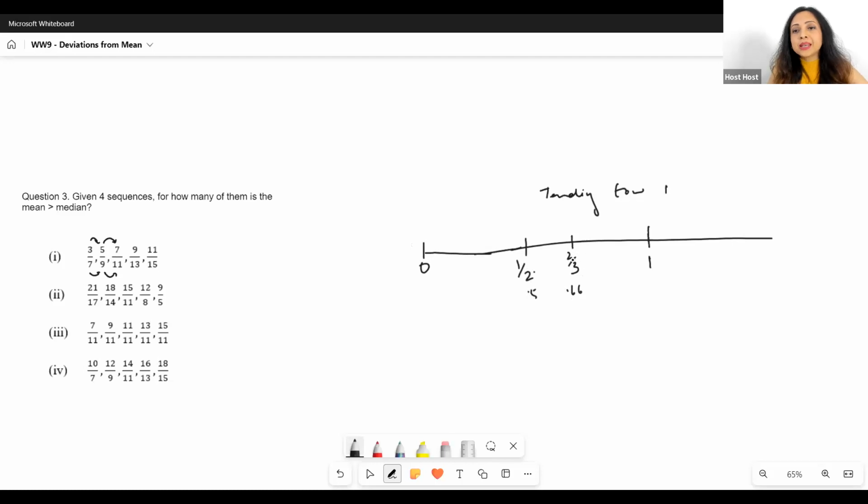Next, if I increase 2 by 3, both numerator and denominator by 1, what do I get? I get 3 by 4. So my 3 by 4 is going to be somewhere over here. Of course, this is 0.75, right? So now what is happening? Look at that. Now I have my 4 by 5.